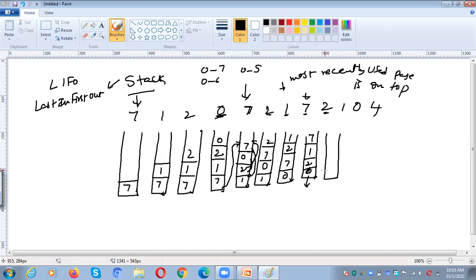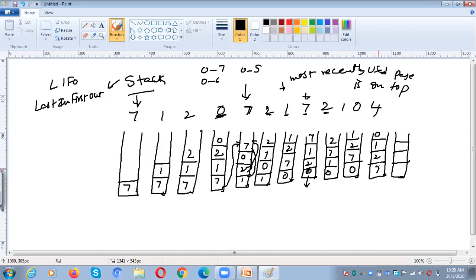Now again 2. Again 2 means 0, 1, 7, 2. And then 1 means 0, 7, 2, 1. 0 means 7, 2, 1, 0. Always you need to write from the bottom. Okay. 4 means 4 is not there. So what we have to do? 7, 2, 1, 0 is replaced: 2, 1, 0, 4.